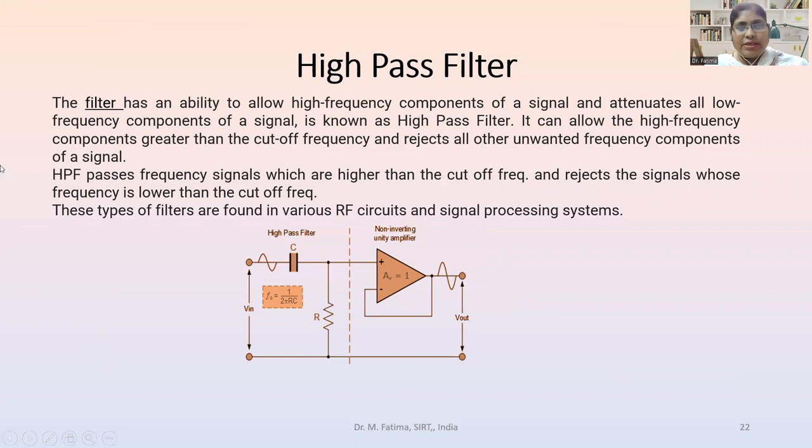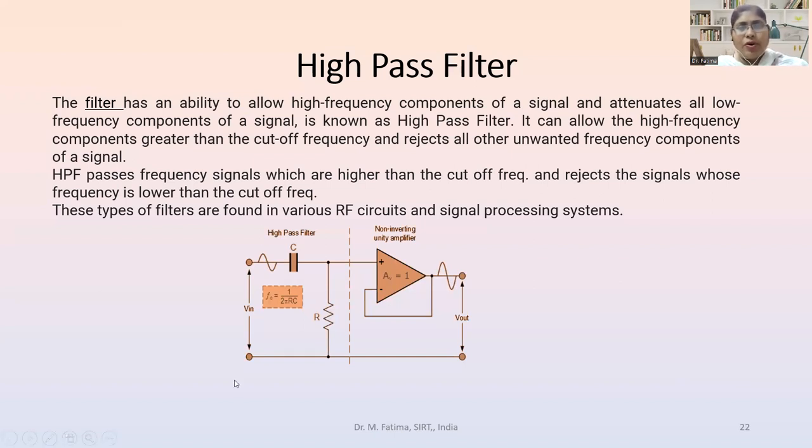So you can see here, this is the diagram of the high pass filter. This is showing the operational amplifier, voltage follower op amp. This is the CR network. This high pass filter is used in radio frequency circuits and for signal processing.